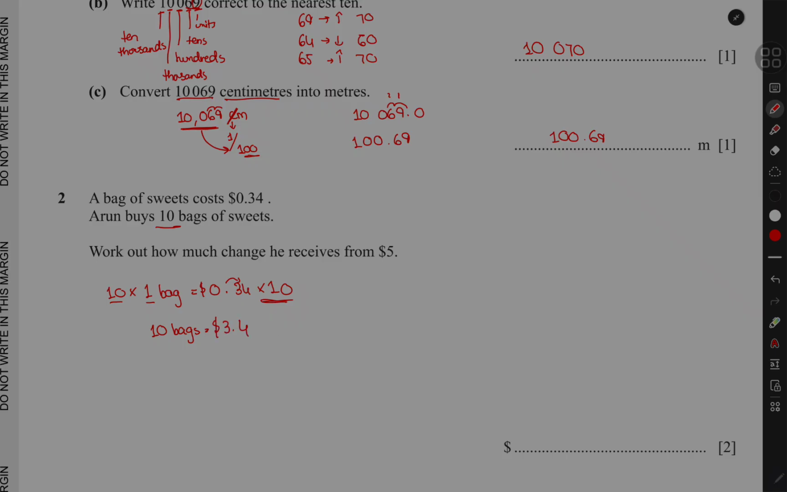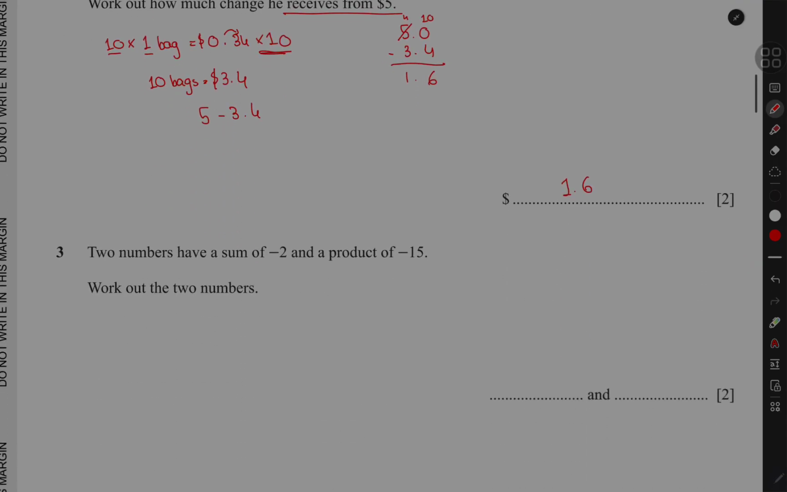Now they're asking how much change he receives from $5. That's pretty easy. We just subtract 5 minus 3.4. If you're doing this by hand, that would be 5.0 minus 3.4. So we leave 4 here, here becomes 10. We subtract 4 from 10, we get 6, and we subtract 3 from 4, that is 1. So he receives change of $1.6.